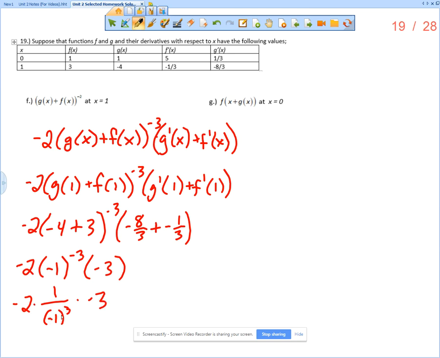All right, so now negative 1 cubed is just negative 1. So this is a negative. So my result should be negative 2 times negative 1 times negative 3. So negative times negative times negative is a negative, and then 2 times 3 is 6. So negative 6 should be our answer. All right, so that is F.